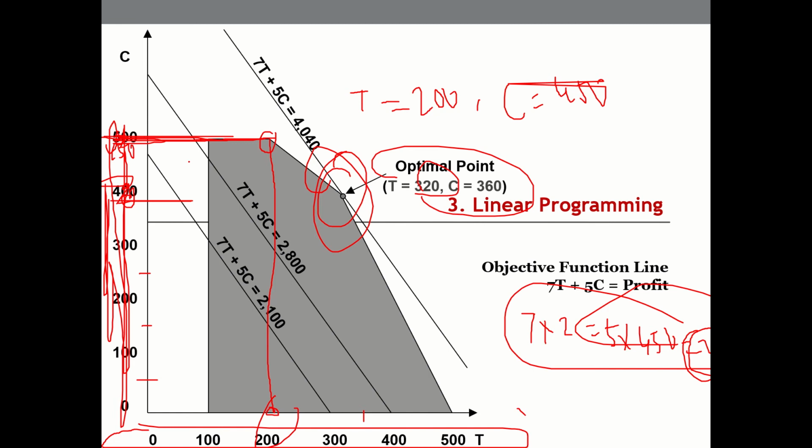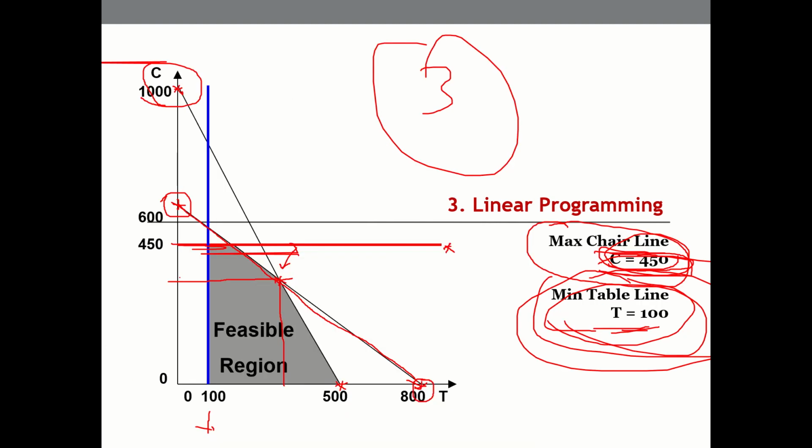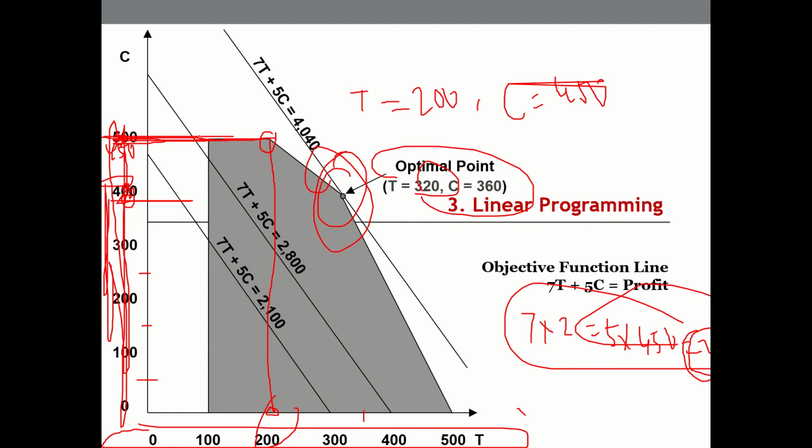Excuse me, sir. Yes. Sir, this is Pallav. At the optimal point, the values we have got are T equal to 320 and C equal to 360. That we can directly get by solving the two equations. But we are showing it graphically.